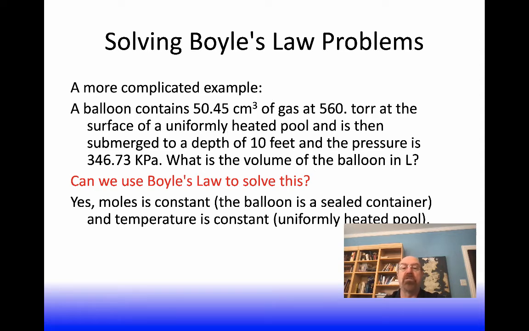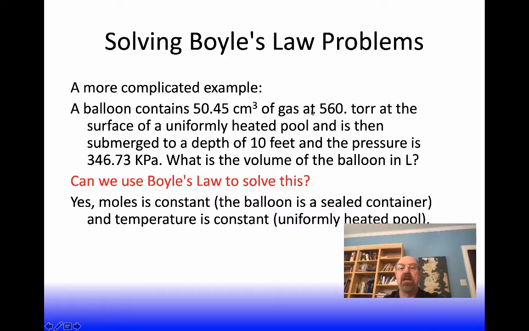They're just telling you where the balloon went. Now, when the balloon is submerged, the pressure is 346.73 kilopascals. Now listen to me. We've got cubic centimeters, we've got torr, we've got kilopascals, and now we're being asked for the volume of the balloon in liters. We're going to have to do some unit conversions here to solve this, okay?